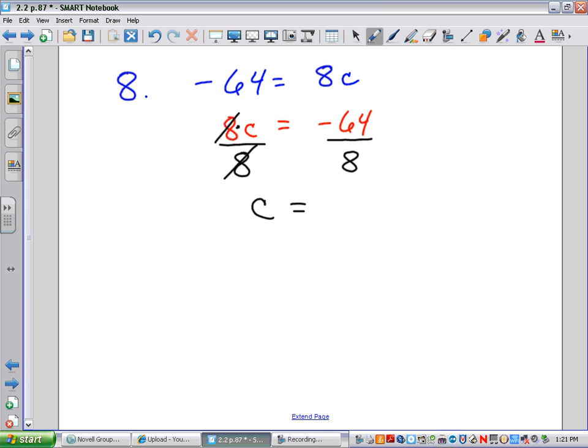Negative 64 divided by 8. A lot of students will write an answer of 8. 8 is not your answer. Don't forget that negative sign. Make it clear so I can see it when I grade your papers. Negative 8. That was number 8. I want to do number 11 with you.